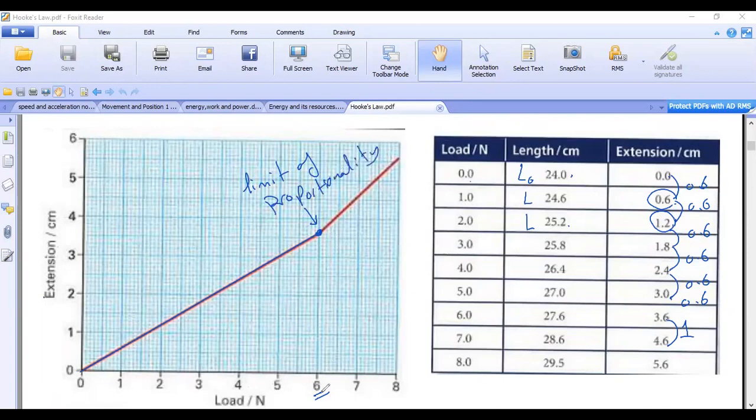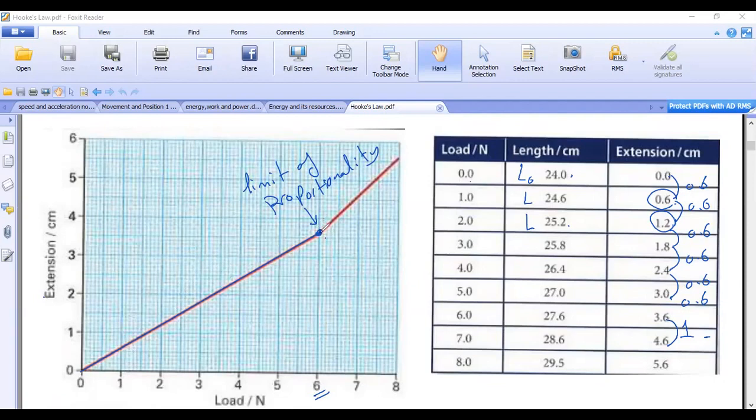What does that mean? It means that before 6 Newton, the extension and the load are directly proportional to each other. But after 6, they are not directly proportional to each other, as you see here. So this value is the limit of proportionality. Okay.